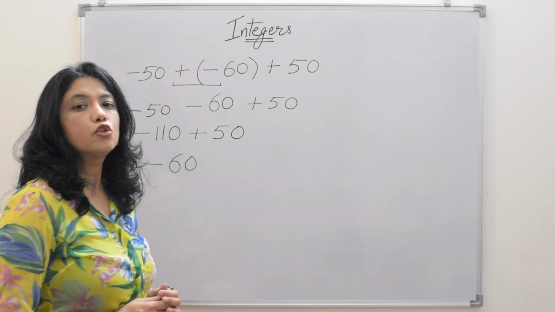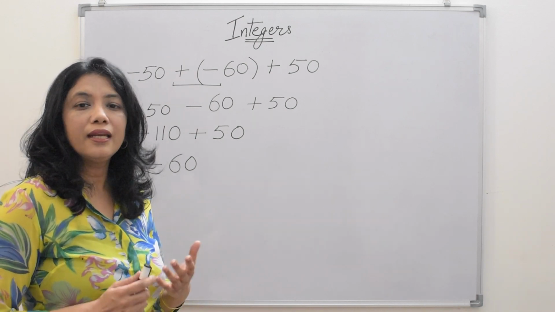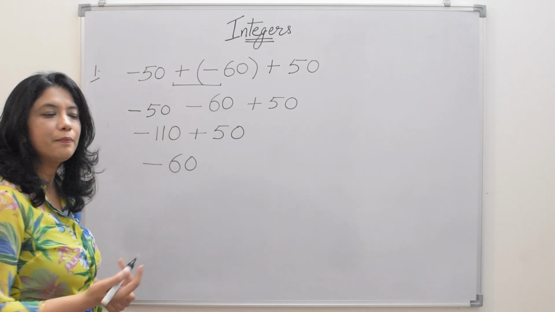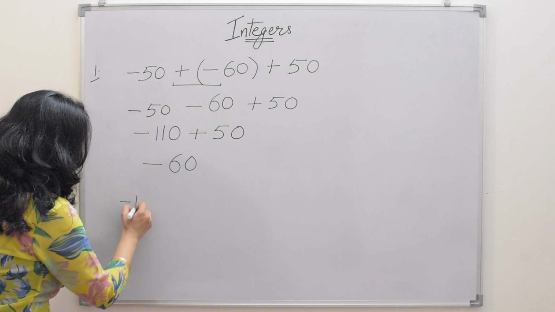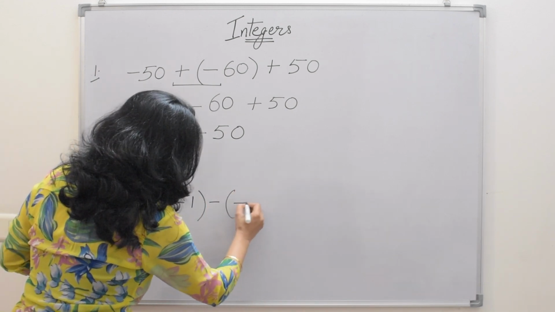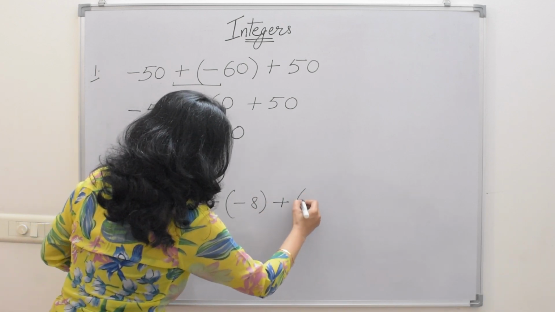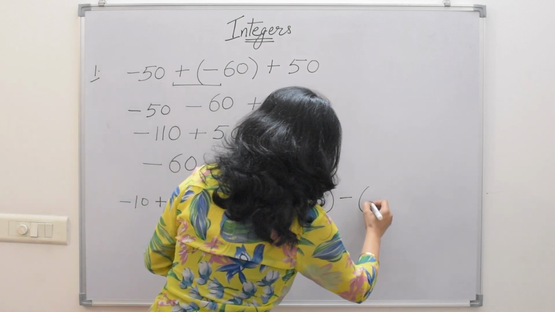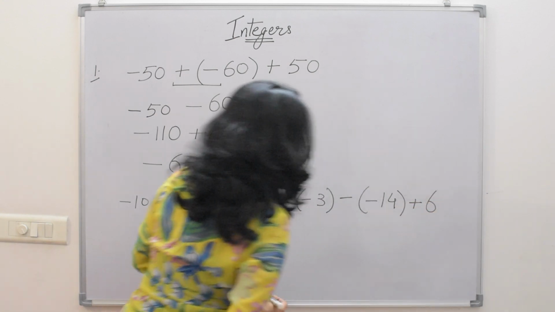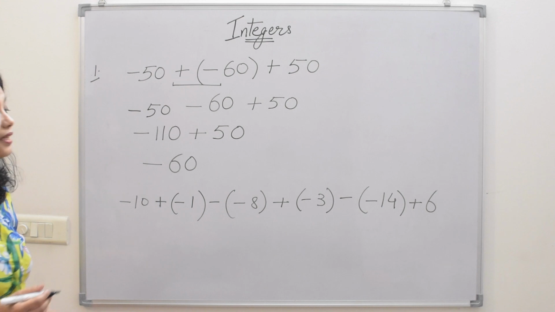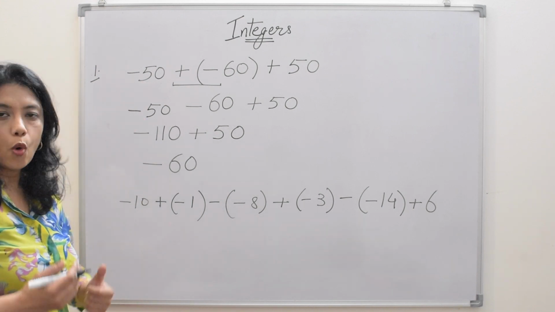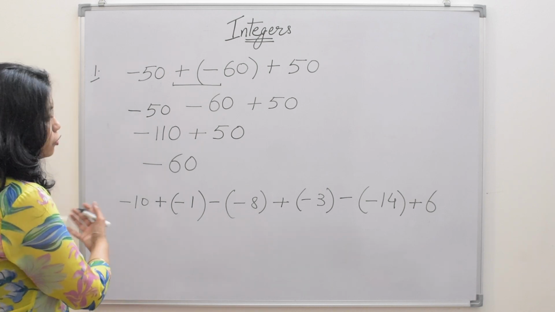Now like this, we can solve many more questions which are even bigger, once you know this method of opening the brackets. See, if our sum is minus 10 plus minus 1 minus 8 plus minus 3 minus 14 plus 6. If we have this big sum, then also we can solve it easily if we know this method of opening the brackets. We won't get confused by so many signs.